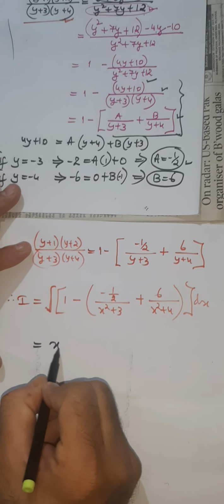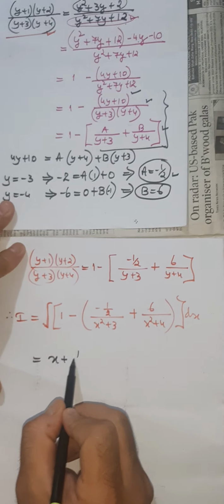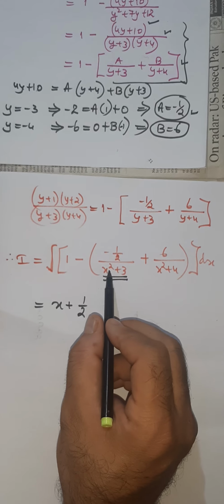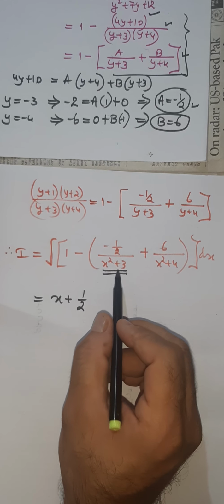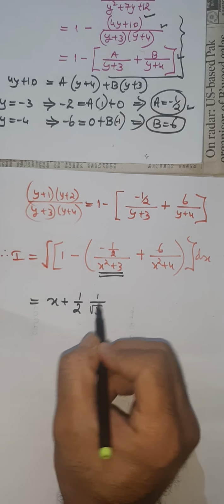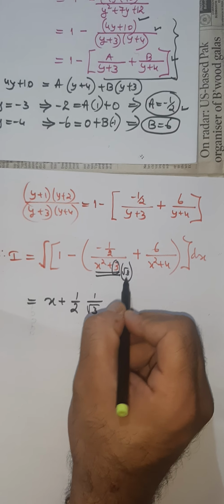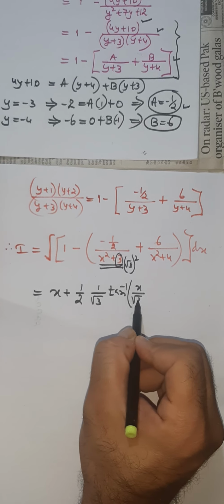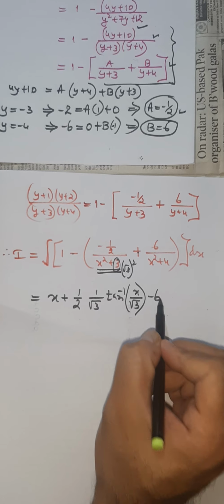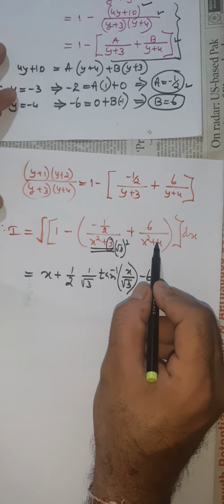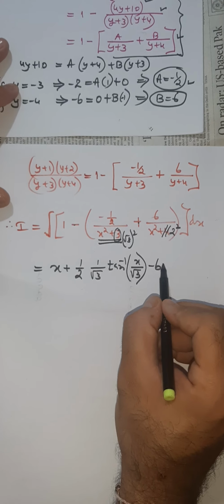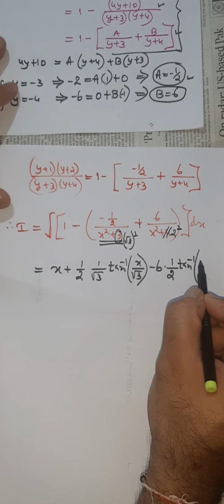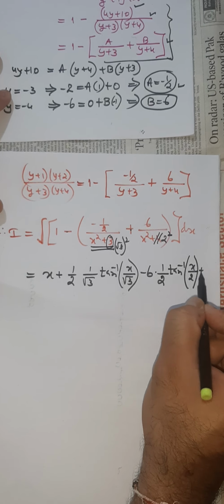So integral of 1 is x, here plus 1 by 2. You know that this is x square plus a square, that is 1 upon a, so 1 by root 3, because this you can write root 3 the whole square. Tan inverse x by a, x by root 3, minus 6 into, now this 4 you can write 2 squared, so 1 upon a, which is 1 by 2, tan inverse x by a, x by 2 plus c.